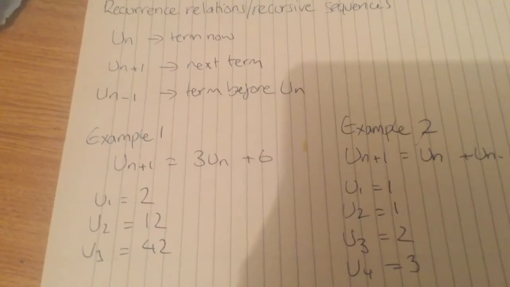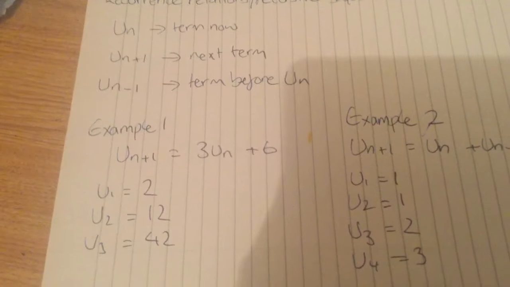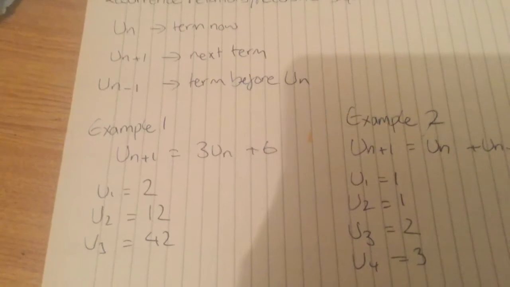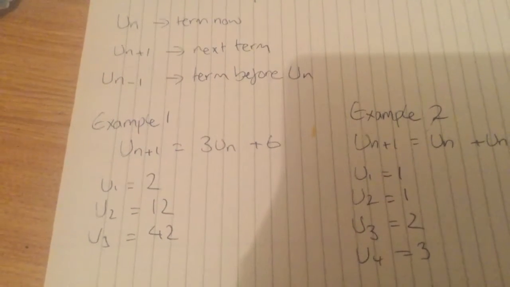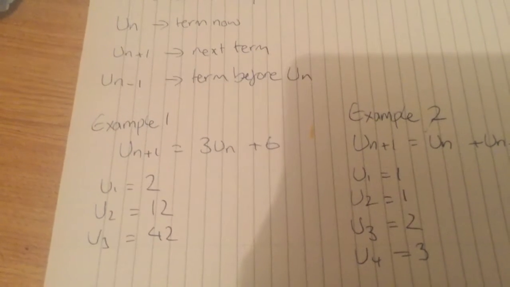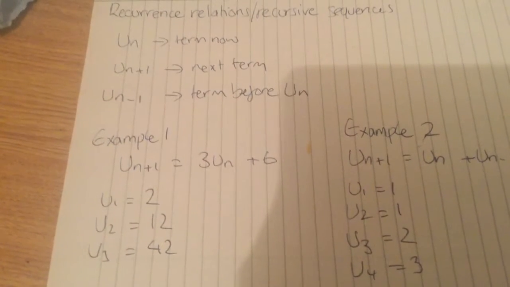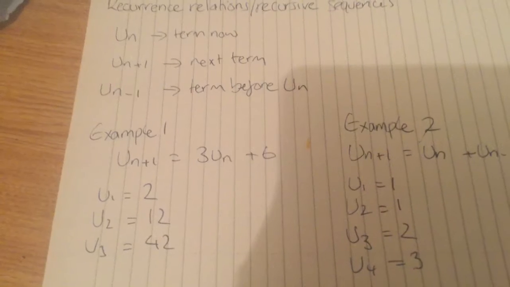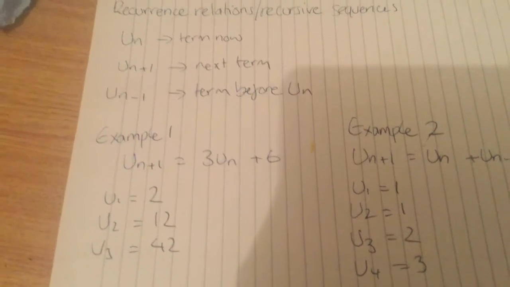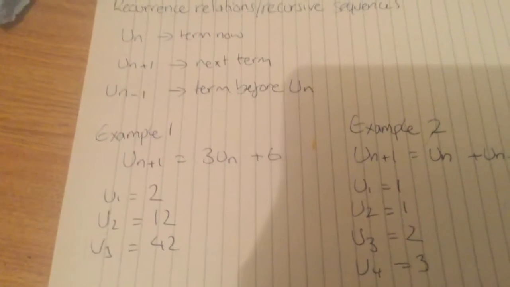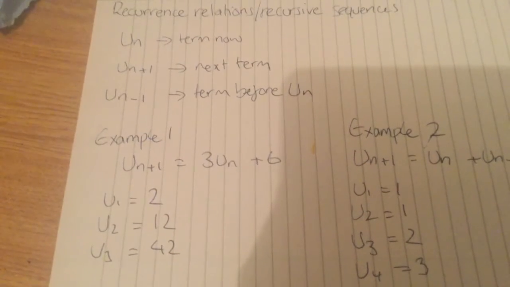You could also say you can undo it, go backwards. So if you had a u3 and you wanted to find u2, you'd take away 6. So 42 minus 6 is 36, and divide by 3. You do the opposite. It's like function machines like you did in primary school. Whatever you do to get the thing, you can undo to get back to where you started. Inputs and outputs and all that.